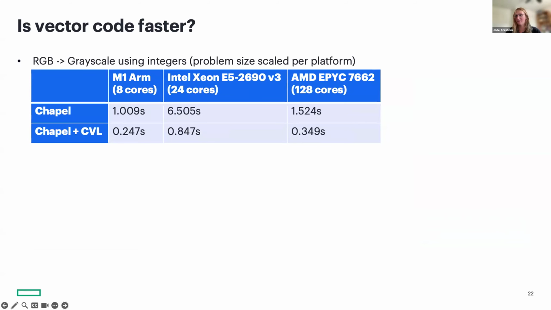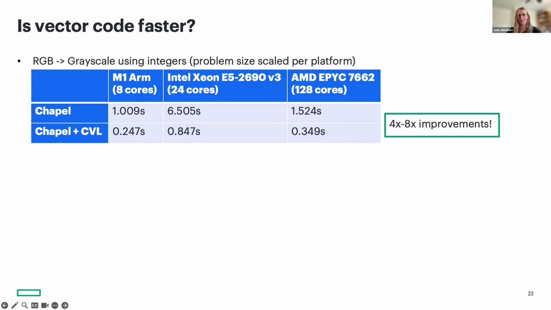And this is the benchmark that I wrote entirely myself. It's converting RGB images to grayscale images using integers. And this problem size is scaled per platform. So I did different problem sizes based on the memory of the machine. And by far and away, you can see that using explicit vector optimizations absolutely outstrips the Chapel compiler and does a much, much better job of getting performance.